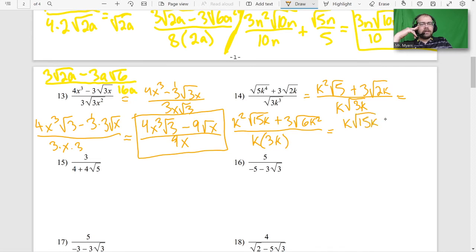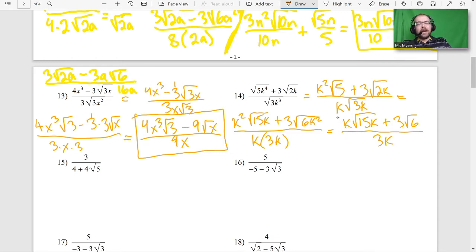Okay, got that. Then that's 3 root 6, because the square root of k squared is k, I'm taking out 1 factor of k. On the bottom, I get 3k, and that should be everything. The first term right here has a k, but not a 3. This one has a 3, but not a k. So it looks like something else might simplify, but it doesn't. That's as far as we can go.